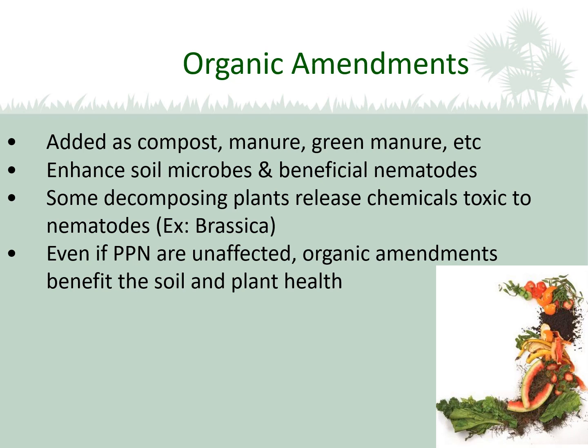Let's look at the properties of organic amendments. If it's added as compost, manure, or green manure, etc., it enhances soil microbes and beneficial nematodes. Some decomposing plants release chemicals toxic to nematodes, such as the brassicas, the cabbages, the Brussels sprouts. Those are all brassicas. But even if the nematodes are not affected, the organic amendments benefit the soil and plant health.